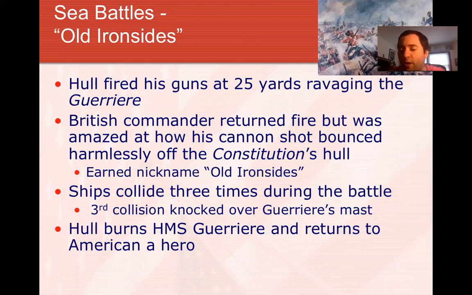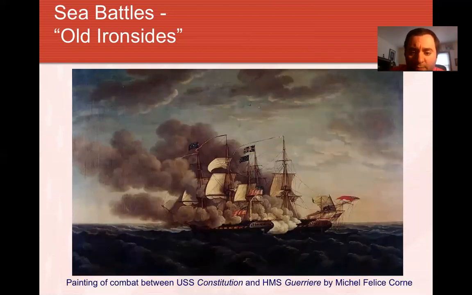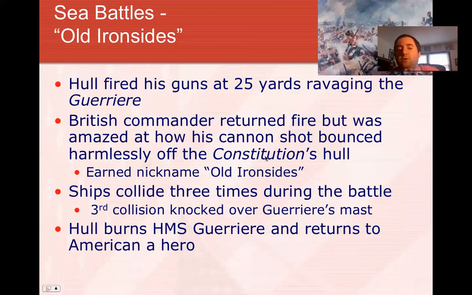The HMS Guerriere, okay, the mast right here. Let me show you. The mast, if you take a look, the mast of the ship. Third time, the mast is knocked over. Hull burns the HMS Guerriere and returns to America as a hero. So Isaac Hull is able to return to the United States as a great hero. Why? Because, I mean, you take a look at those ships. They're right on top of each other. This could have gone either way. Again, a trial and error for both sides.